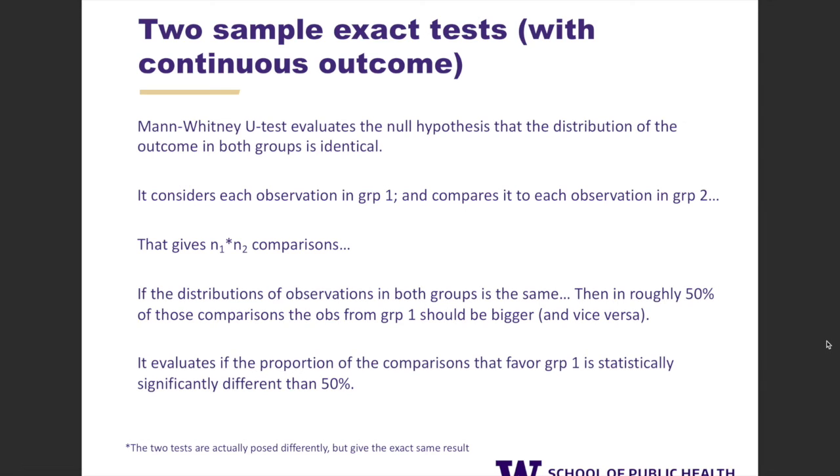If, when we do this, we find 90% of the time the observation from group 1 is bigger than the observation from group 2, then that really gives us evidence that group 1 and group 2 don't come from the same distribution, and observations in group 1 tend to be larger than observations in group 2. Right? So the way the Mann-Whitney test works is, it does this calculation. It looks at the proportion of times that comparison, say, favors group 1, that the observation from group 1 is larger, and then it identifies if that is statistically significantly different from 50%. Right? It may be 51% of the time group 1 is favored, but that's well within what we might expect if the two observations came from the same distribution.